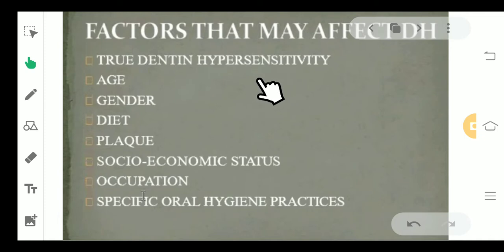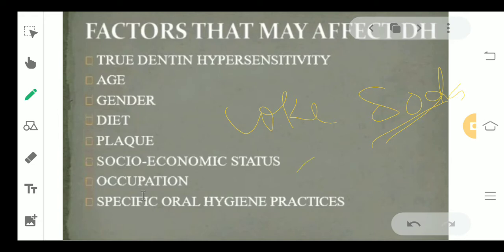In case of diet, people who take a lot of soda, some people have this habit of taking a lot of coke in their diet. There will be damage caused by these drinks to the enamel, and that can also lead to exposure of the dentine layer. The next thing we have is plaque. Plaque accumulation can also lead to damage of the enamel and can further lead to dentine exposure.